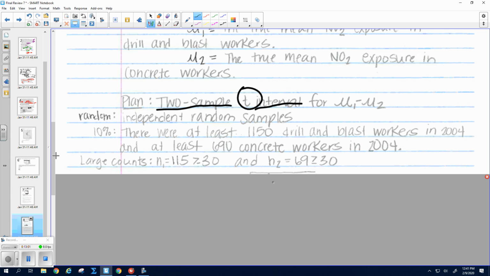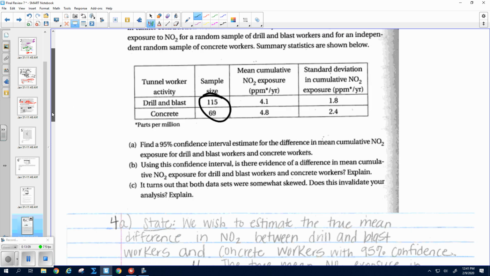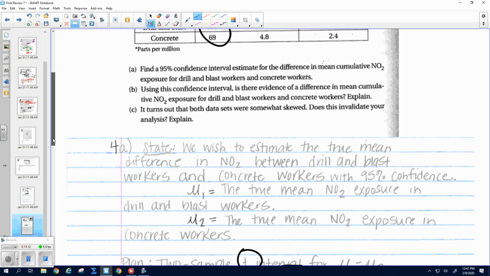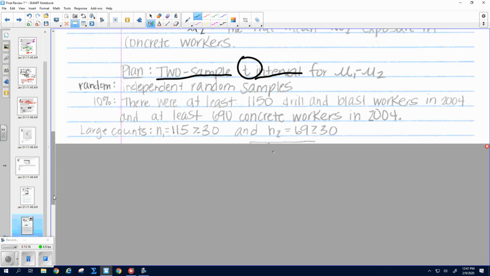For your 10% condition, we just look at n and times by 10. So we need at least 1,150 drill and blast workers and at least 690 concrete workers in 2004. All right, large counts, we're good to go. For means, it's always greater than or equal to 30, and both of our sample sizes are greater than or equal to 30, so we have large counts.